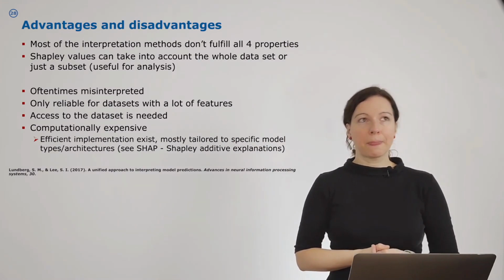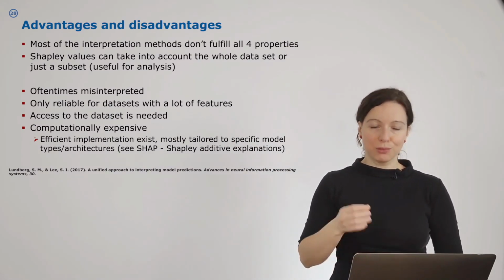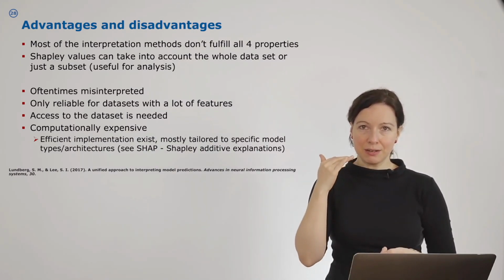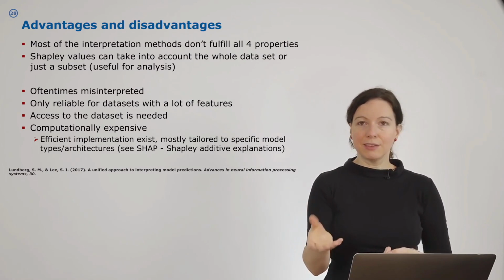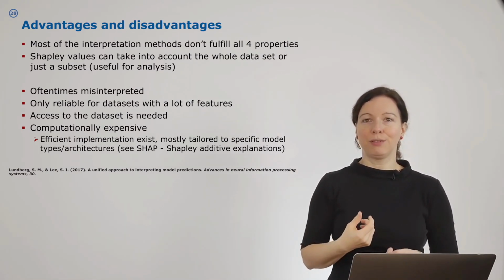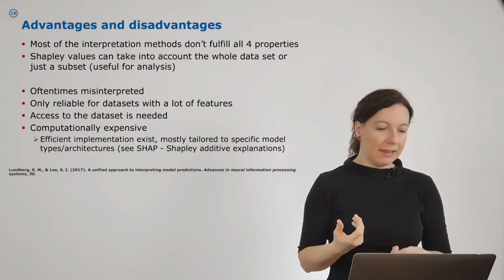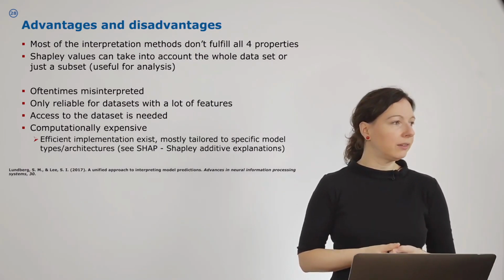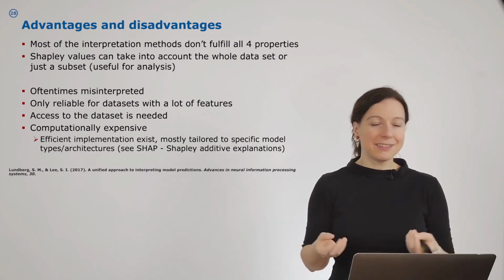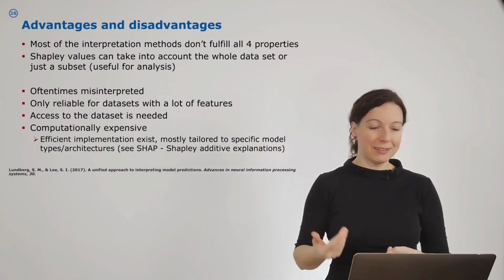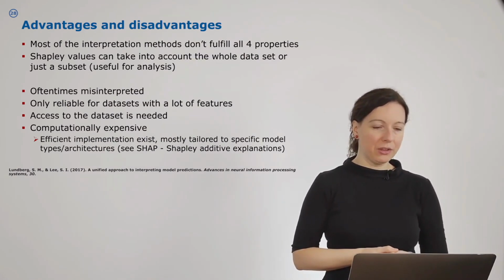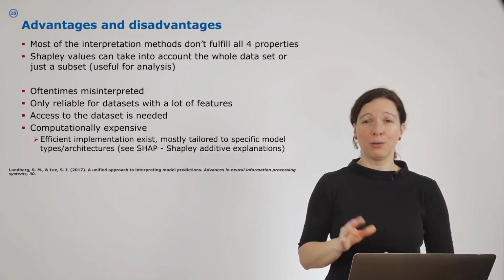But it's oftentimes misinterpreted. That's why I said over and over that the reference is the average prediction, and it's not that you just take out the feature and look what happens. And also it's only reliable for data sets with a lot of features. Standard answer, it depends. How much is a lot? But you might not use Shapley values for a data set with only 3 or 4 features.